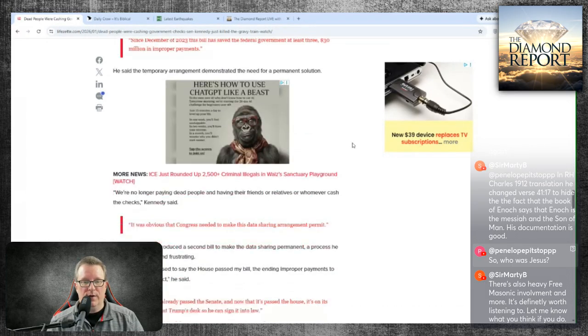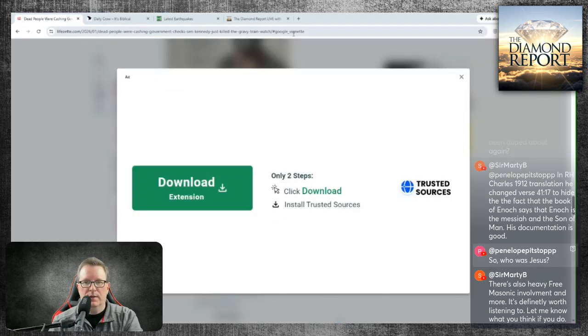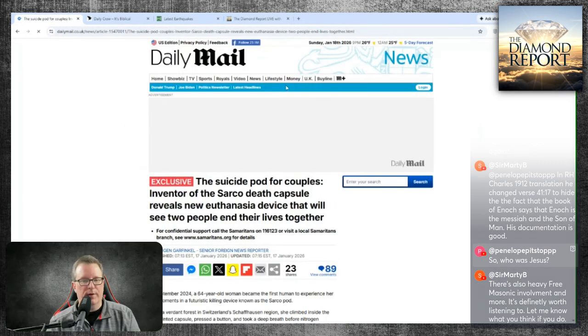So yes, the grift continues, doesn't it? Anyway, that is a LifeZette article. I thought that was pretty interesting, and something we all already knew about, isn't it? At least to some degree. Thought this was a weird one.